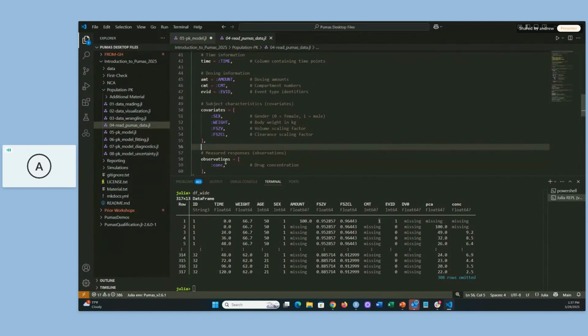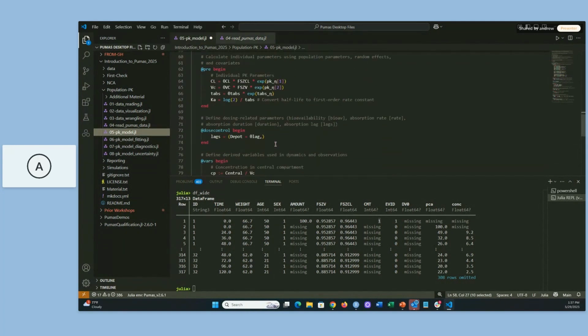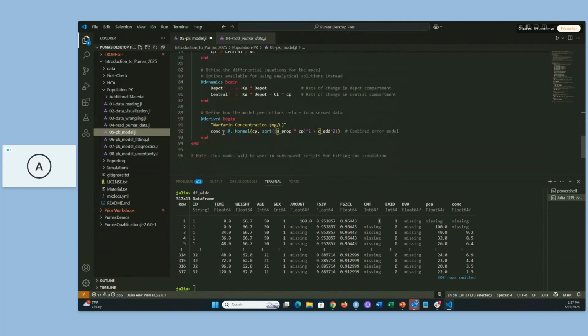And then finally, your observations. So this is where your actual drug concentration is. In this case, we have a column called conc. And so this should match your final line in your derived block.